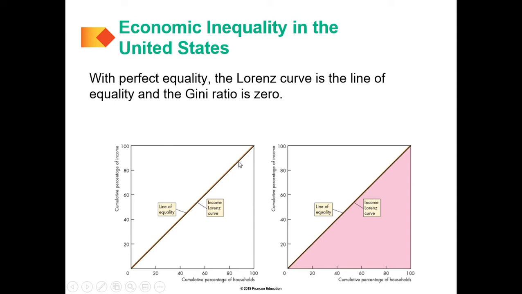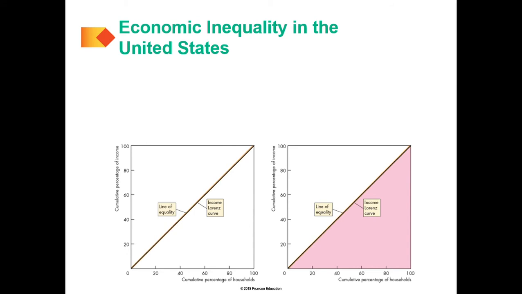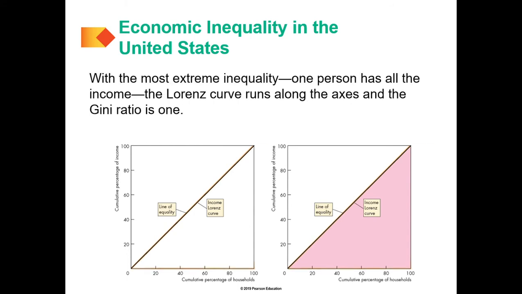So if we look at the line of equality, if that was our Lorenz curve, there is no area, so that's going to be 0 divided by this area. So if we had perfect equality, then the Gini ratio is going to be 0. So if we want to look at extreme inequality, only one person has all the income, then the Gini ratio is then going to be 1.